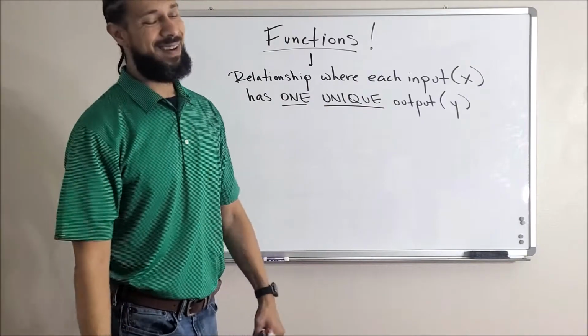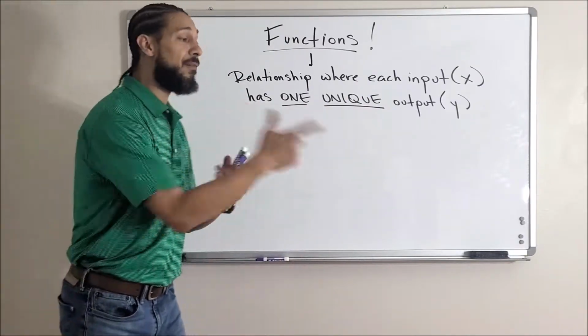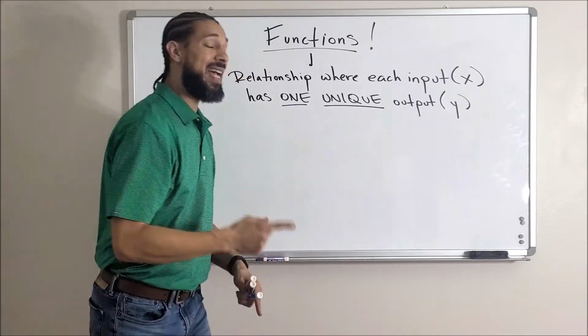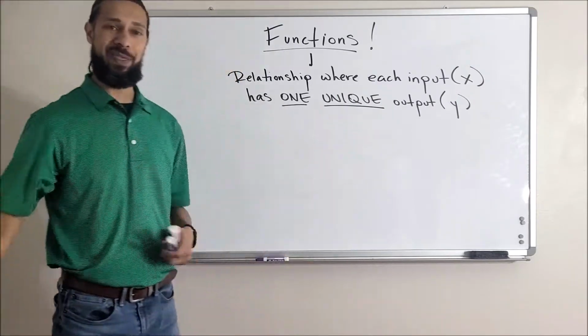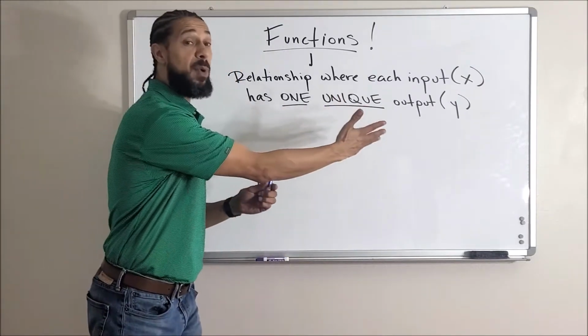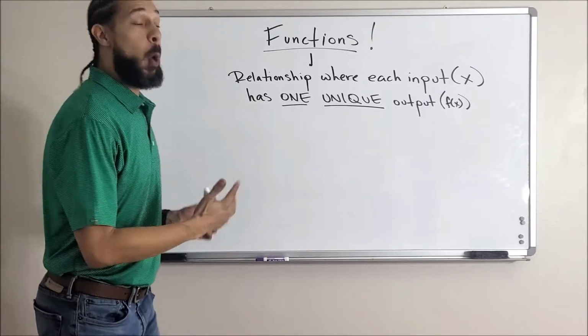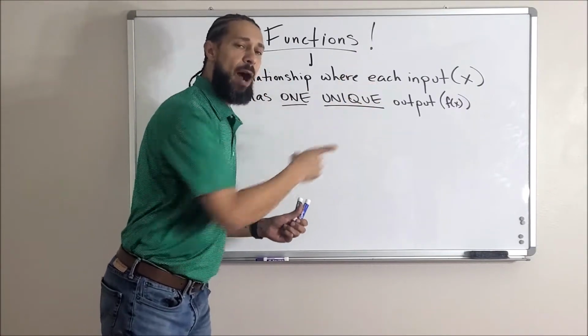Okay, so let me explain. A function is a math relationship where every single input I put in, every single x value I put in, has one unique y to go with it. Remember, y could also be f of x. So whatever I put in, I can only get one number out.